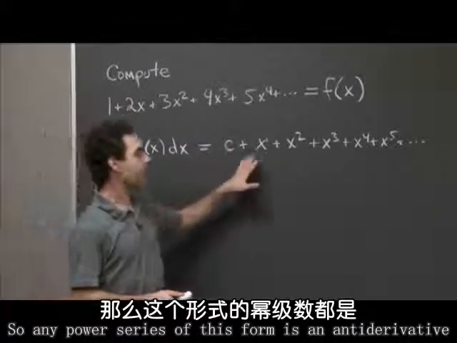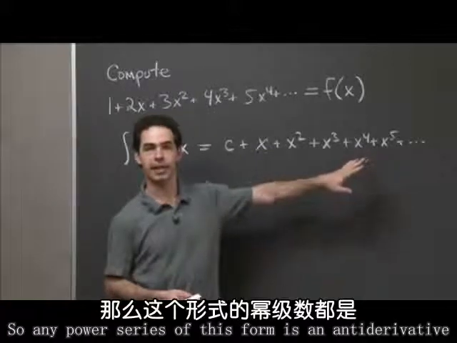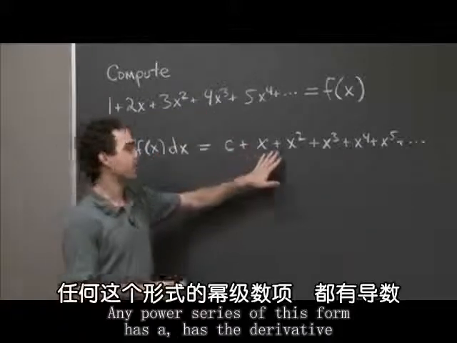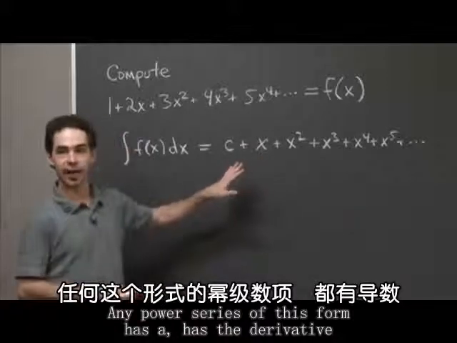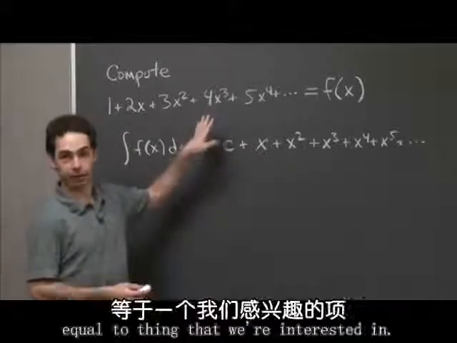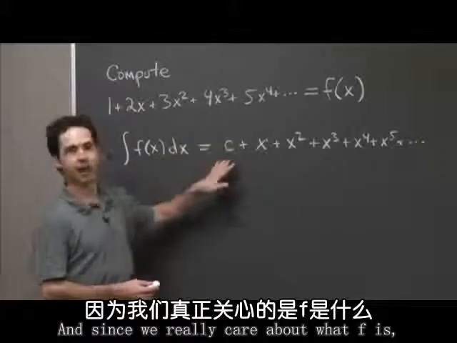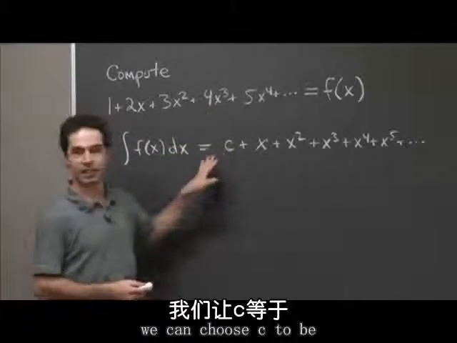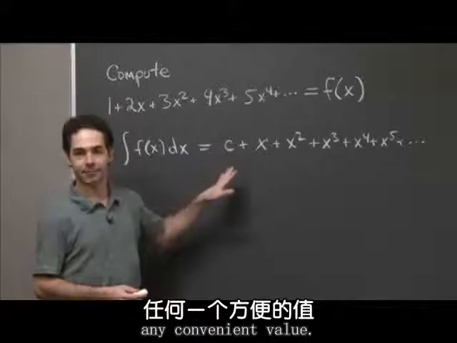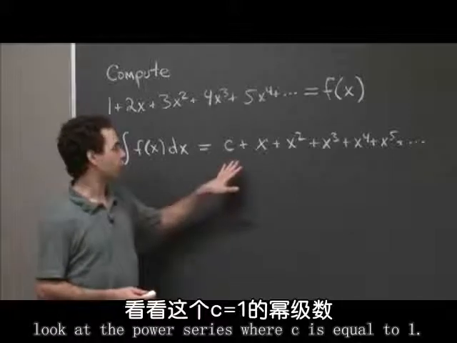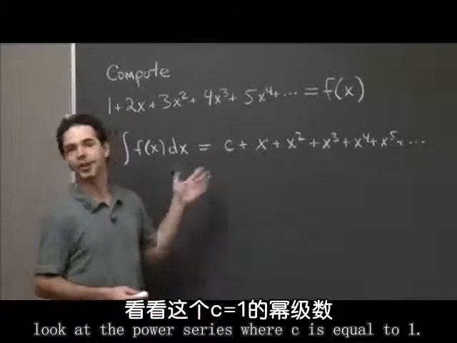So any power series of this form is an antiderivative of the power series that we started with. Any power series of this form has the derivative equal to the thing that we're interested in. And since we really care about what f is and not what its antiderivative is, we can choose c to be any convenient value. So I'm going to, in particular, look at the power series where c is equal to 1. Now, why am I going to make that choice?